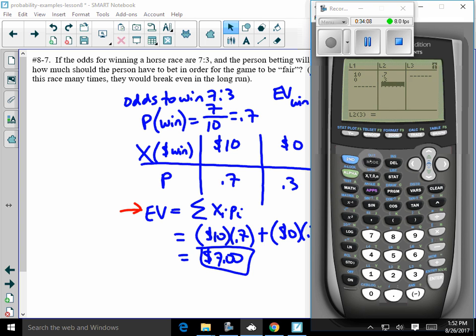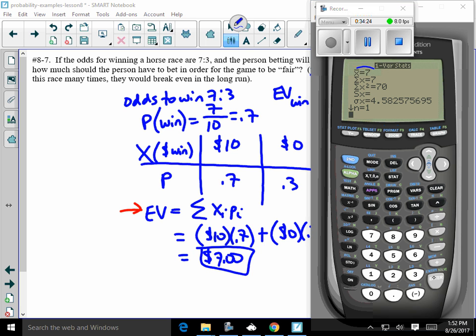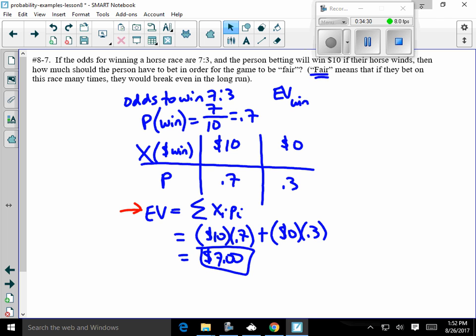And then I could go to stat, over to calculations, one variable statistics, and then run that where list 1 contains the data, and the frequencies or probabilities are contained in list 2. And if I hit enter, it tells me the average of this distribution here is 7. This is telling me that the average is 7. And that's another way to get that 7 is the typical value or the average value. Okay?